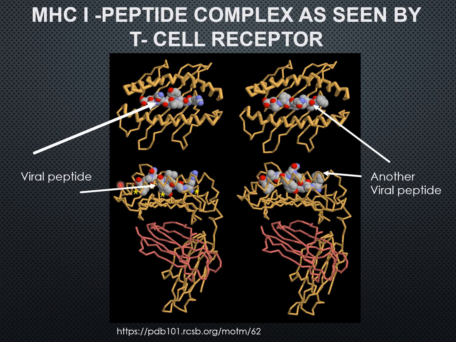This is a peptide from a virus and another viral peptide. So there are two different ones which are actually bound to the MHC1 complex, and this is the cleft. So you're looking at it as if the T cell receptor is seeing these peptides, and it is this peptide which will stimulate the T cells.